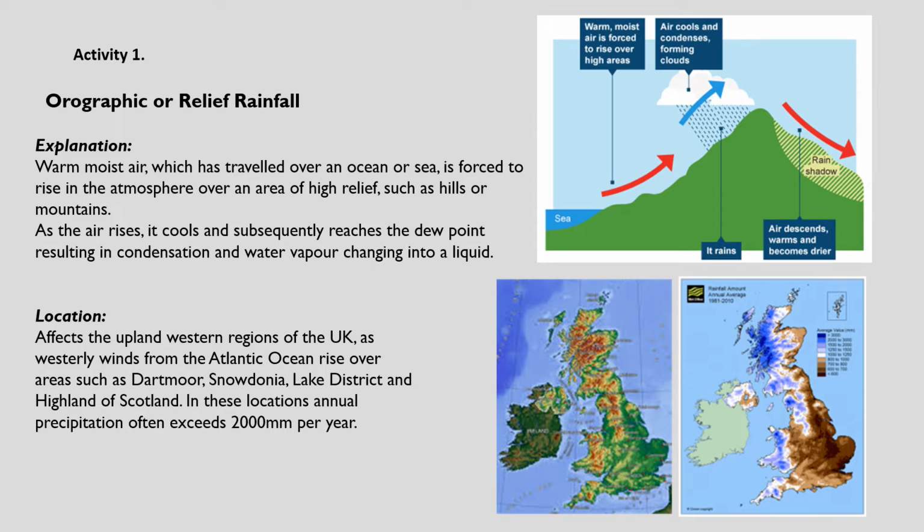So if you look at the map at the bottom of that PowerPoint slide, you'll see that in the western areas of the United Kingdom, you've got very, very high levels of precipitation, often exceeding 2,000 millimetres per year. So you've got lots and lots of rainfall.